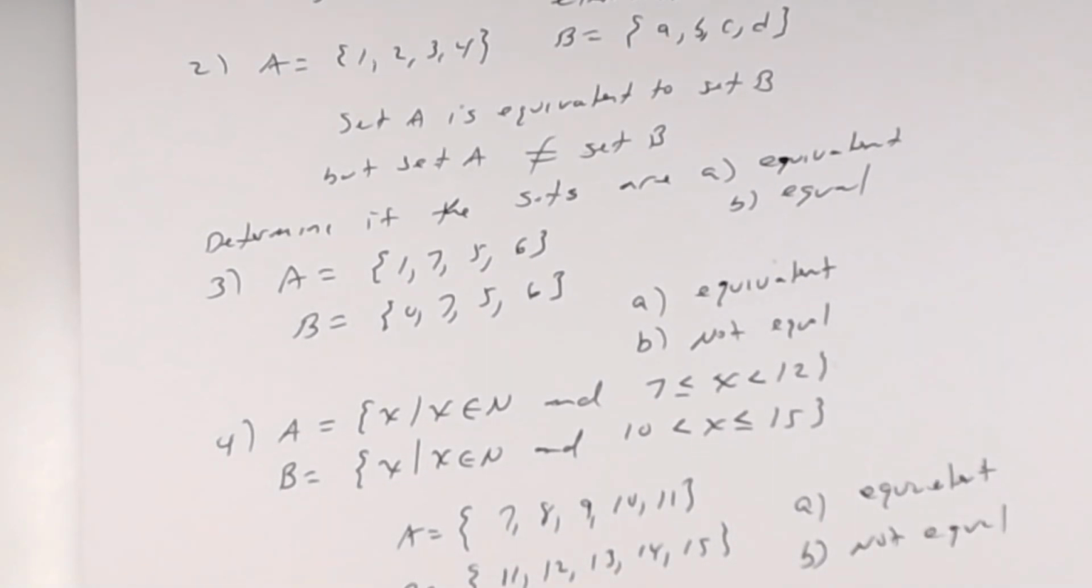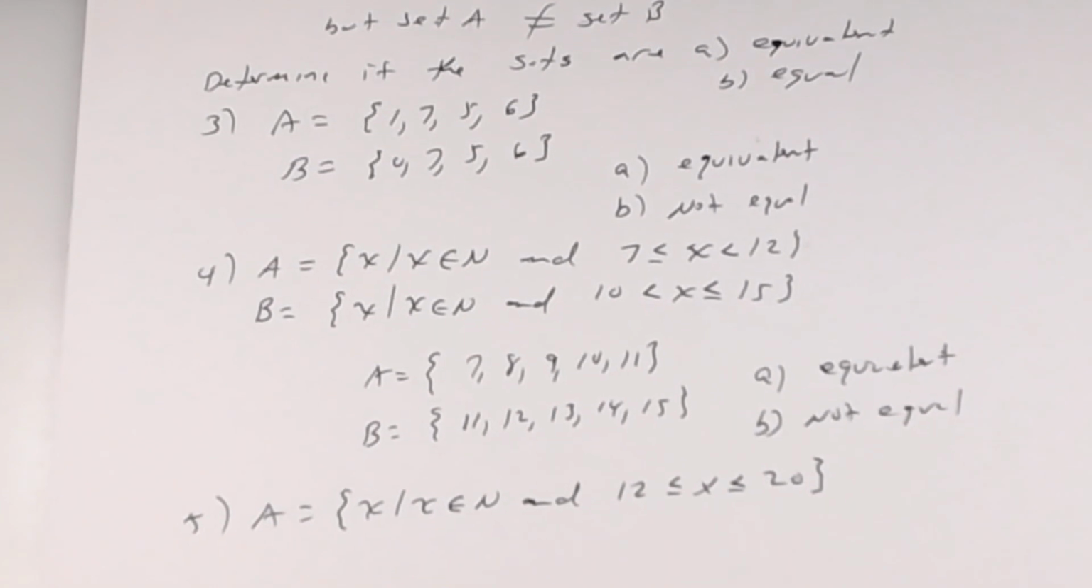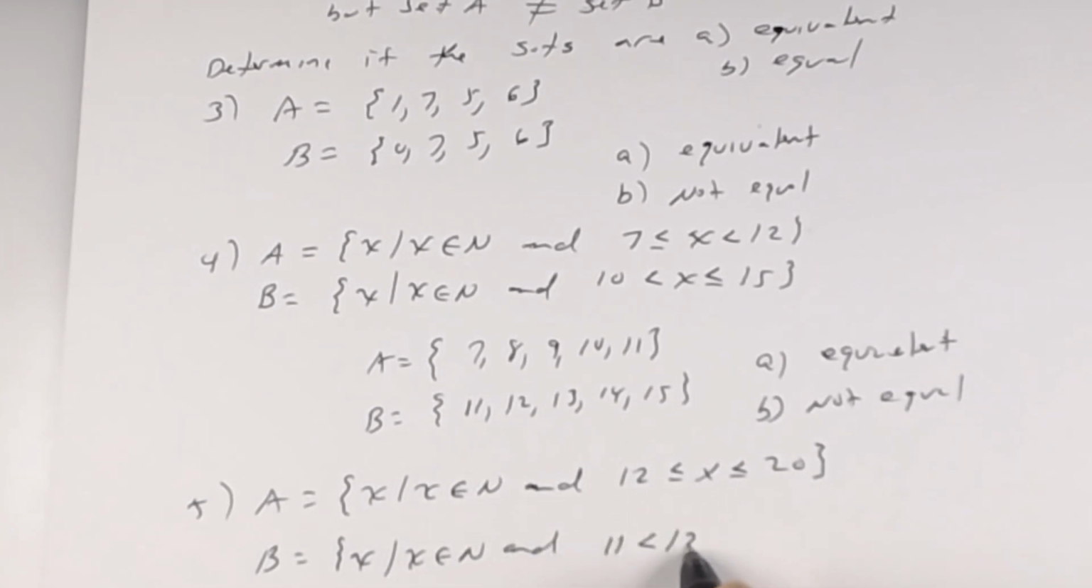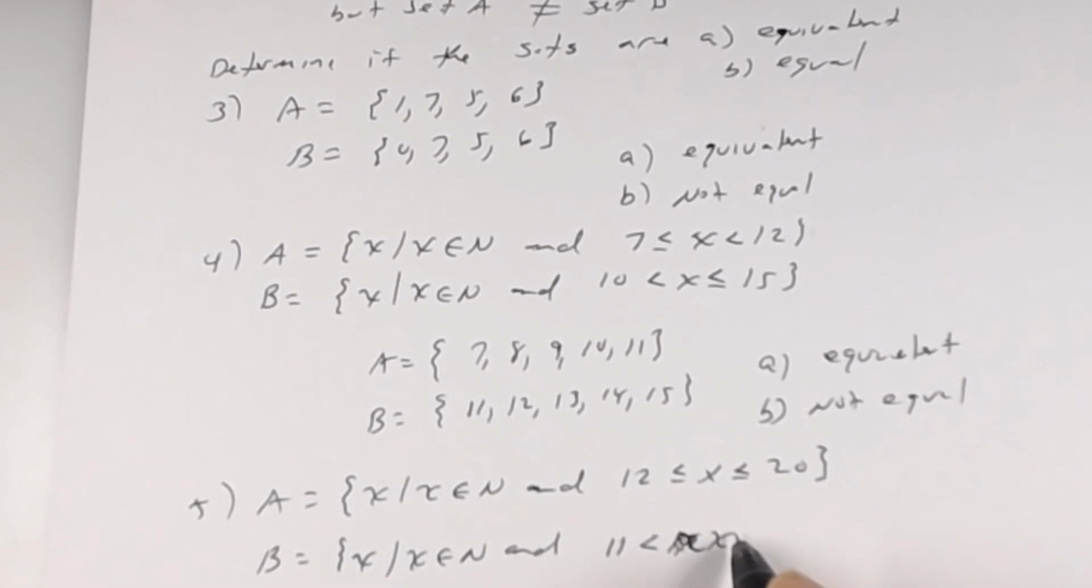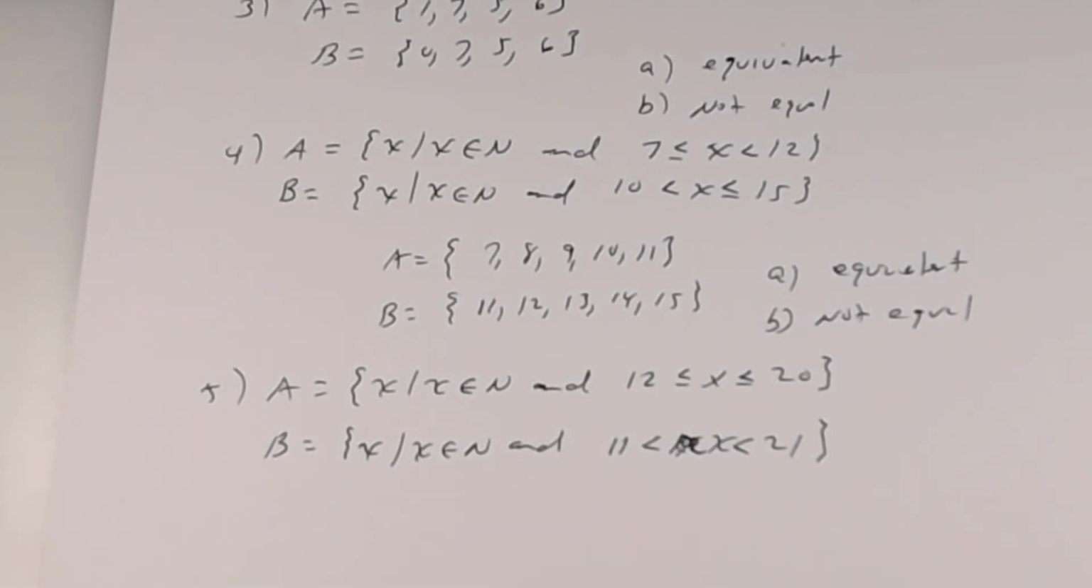All right, let's do one more. Suppose I had this. Suppose I had the set A of x's such that x is a natural number and 12 is less than or equal to x is less than or equal to 20. And B is a set of x's such that x is a natural number and 11 is less than x is less than 21. All right, write that down.